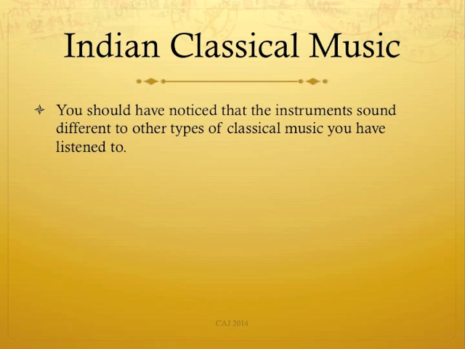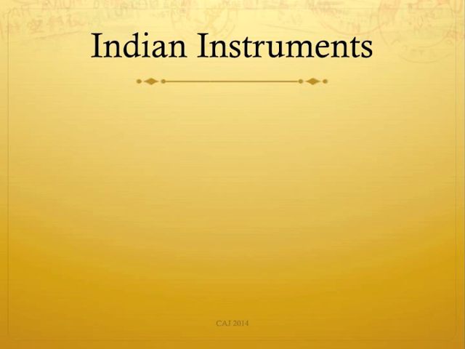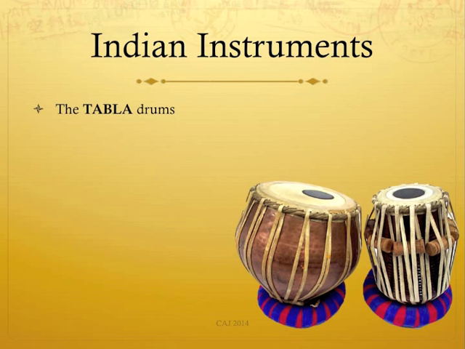Hopefully you should have noticed that the instruments sound completely different to the other types of classical music that we've listened to. So far, all the types of classical music that we have listened to has been from Western culture using Western instruments. Indian classical music obviously uses Indian instruments, and it's those instruments that give it that Indian feel and that Indian sound. So let's have a little look at some of the instruments that are used in Indian classical music. First instrument we're going to listen to is the tabla drums.